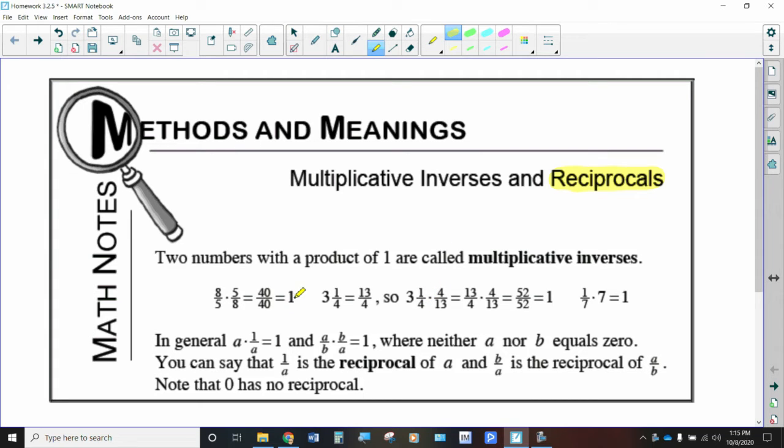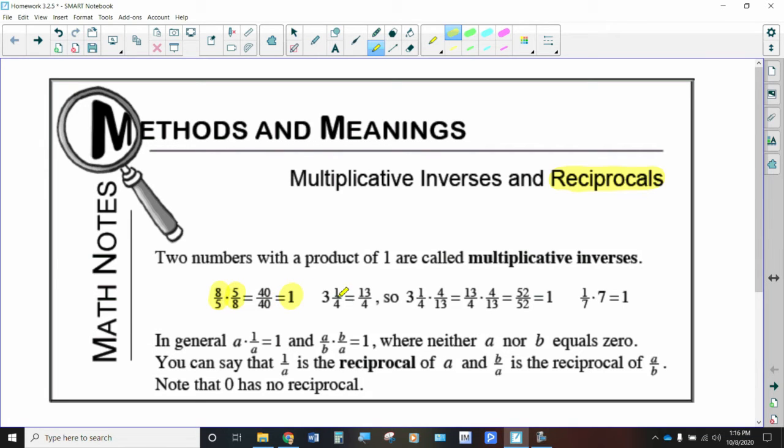So what is a reciprocal? Well, if you take a fraction and you reverse the order of the numerator and denominator, you have created the inverse or the reciprocal. And how you know that they are multiplicative inverses of each other is that when you multiply the two reciprocal fractions together, you always get the answer of 1. So 8 over 5 times 5 over 8 becomes 40 over 40, which is a giant 1.